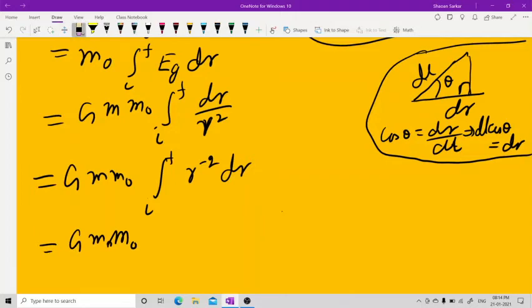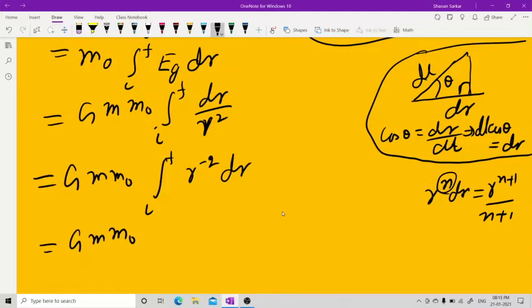This is, wait a minute. Yes, wait a minute. This is m naught, initial to final. Now, oh sorry, wait a minute. Let's do the integration using the formula: the integral of r to the power of n dr is r to the power n plus 1, upon n plus 1.